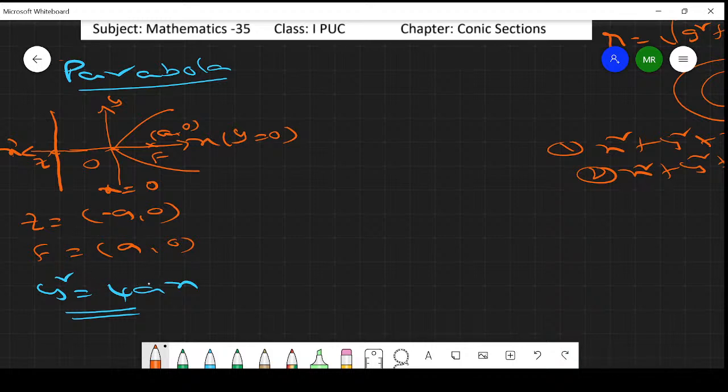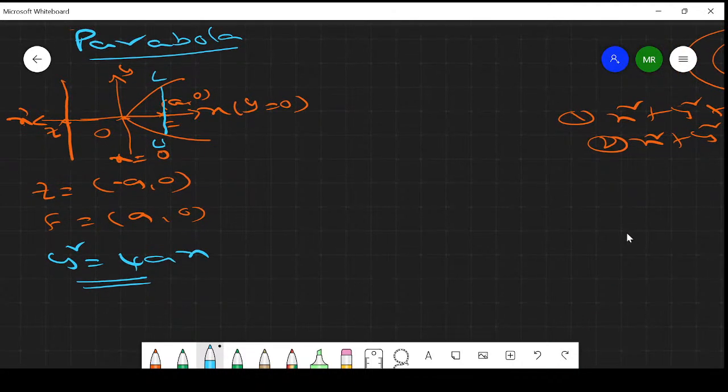Now here the x coefficient 4a is called the length of the latus rectum. Just remember, suppose we have drawn a line passing through F. This is L, this is L dash. This is called the latus rectum of the parabola, LL dash, passing through the focus a comma 0, this is F. So this line is LL dash.